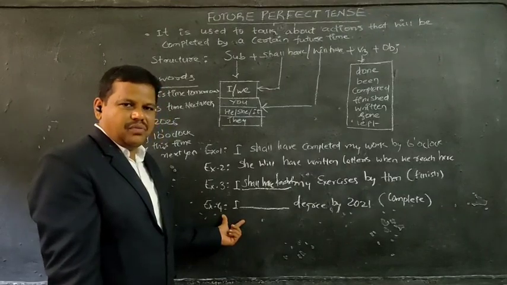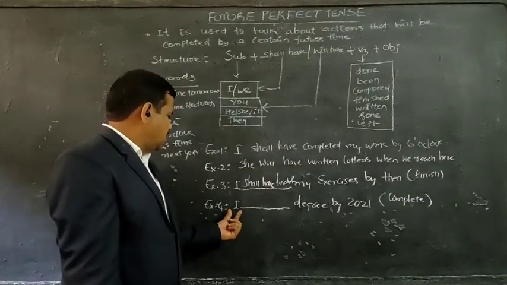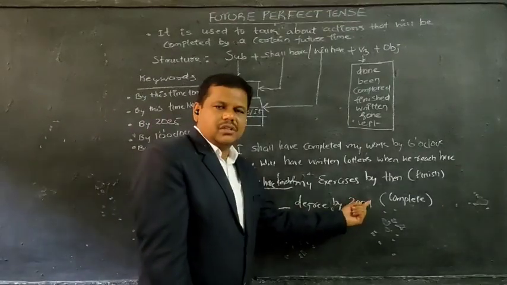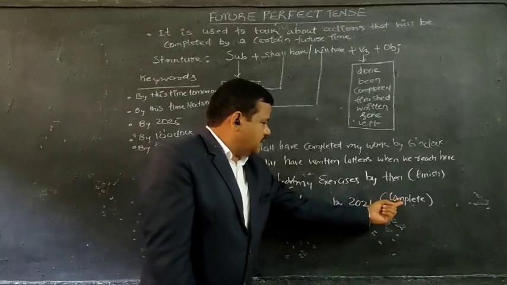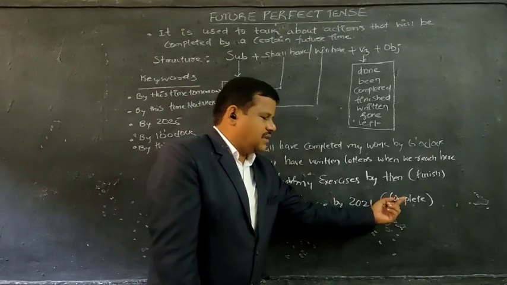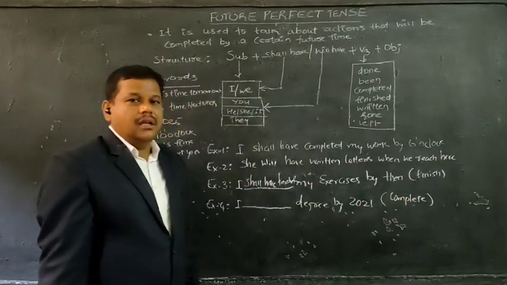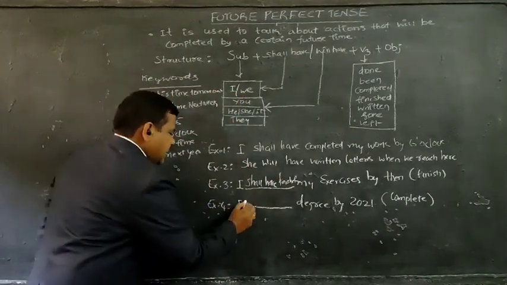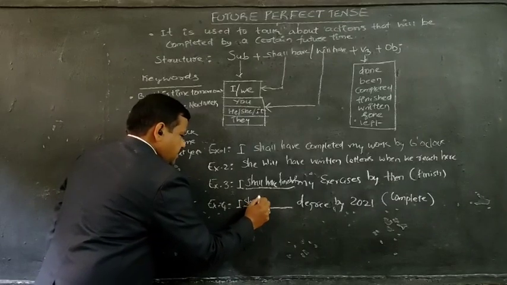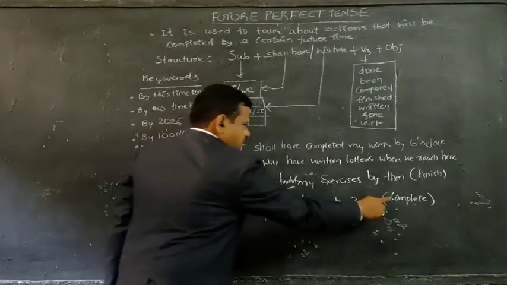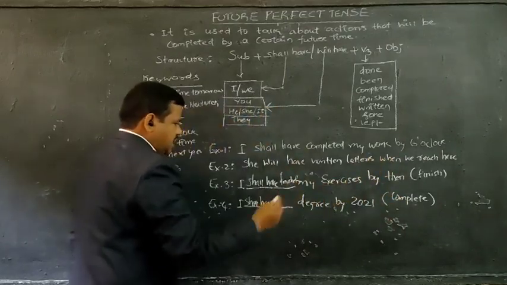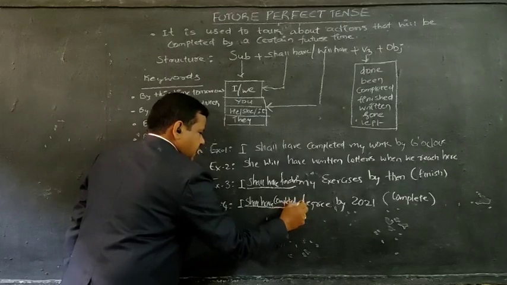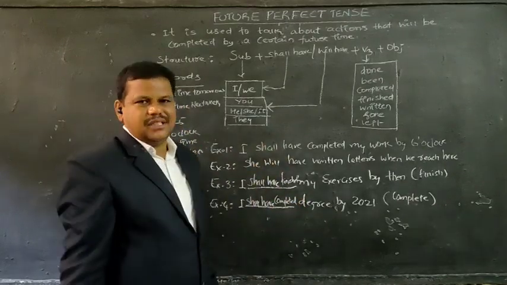Now, see example number 4. Even this example we have written with I dash degree by 2021. In this bracket, verb 1 is given, that is complete. Then, similarly, when we are using I we should use shall have. So write it as I shall have. In the place of complete, which is verb 1, convert it to verb 3, completed. I shall have completed degree by 2021.